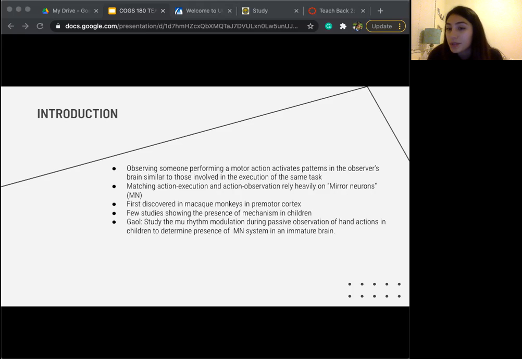Many of these mirror neurons were first discovered in the macaque monkeys in the premotor cortex. But because these monkeys have very similar brain structures to humans, the monkeys are the most heavily studied, as well as adult human brains. But very few studies have shown the presence of mirror neuron activation in children. So the goal of this study is just to try to study the MU rhythm modulation during passive observation of hand actions in children to determine the presence of the mirror neuron system in an immature brain.